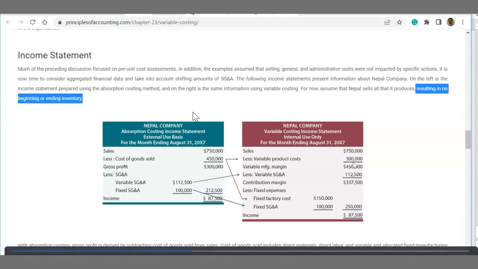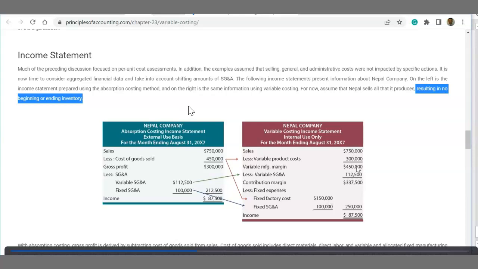You deduct the variable product cost, just the variable, which is direct material, direct labor, and variable overhead. 300,000, it's different than 450 here, right? Where is the 150 going? The 150 is the factory fixed overhead, which goes below contribution margin and will be expensed, all of it in the same period in this variable costing income statement.